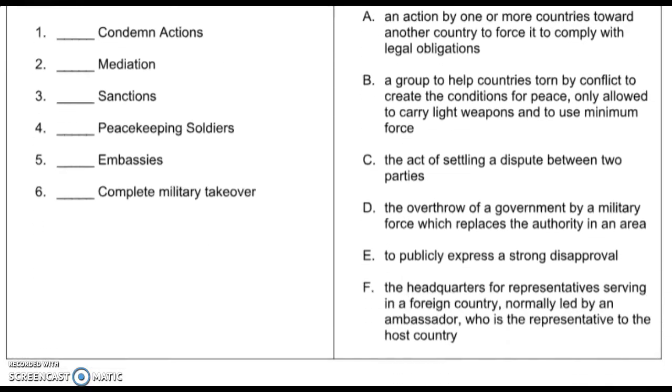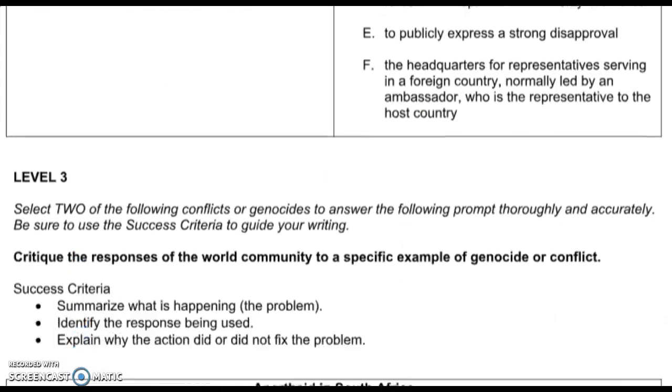So those are your answers, and your questions are here. Condemn actions, mediation, sanctions, peacekeeping soldiers, embassies, complete military takeover. And you notice you have 6 answers, 6 questions. You won't use any of them more than once.